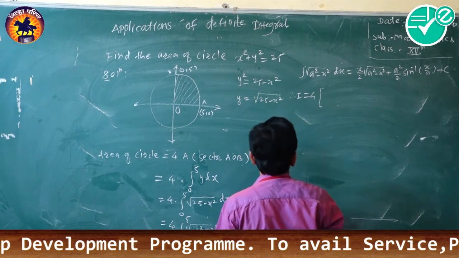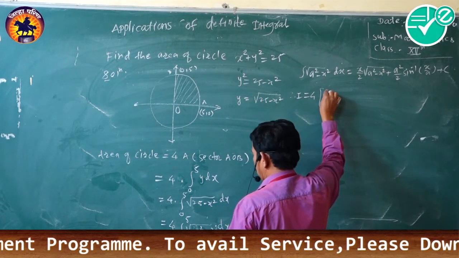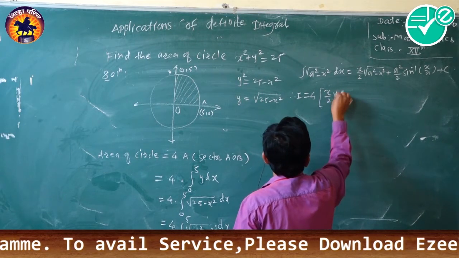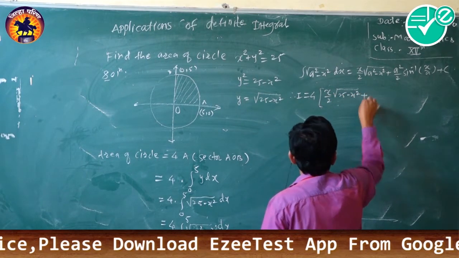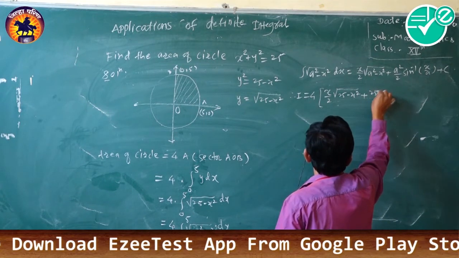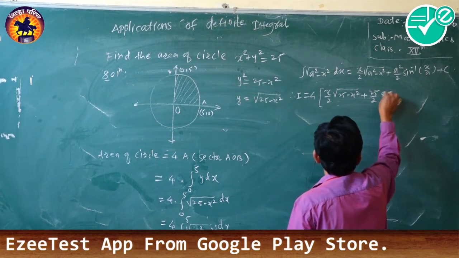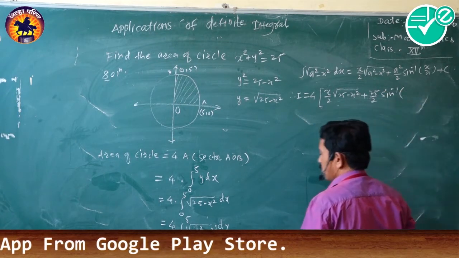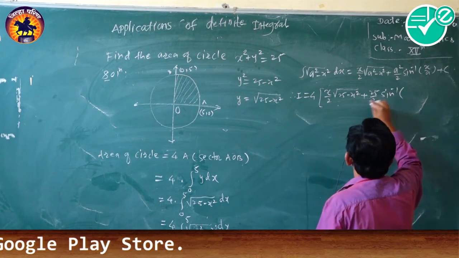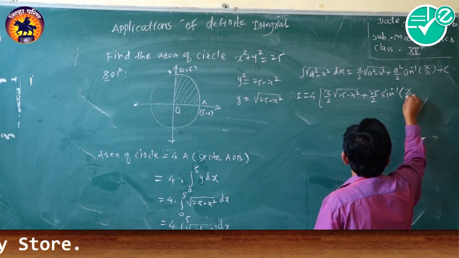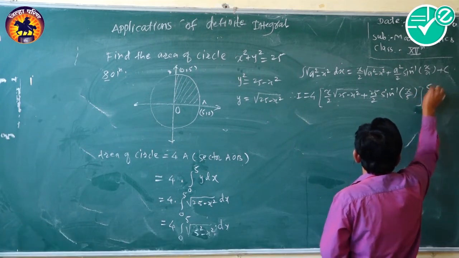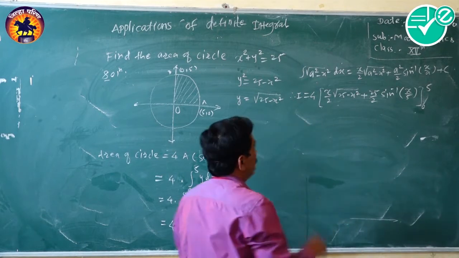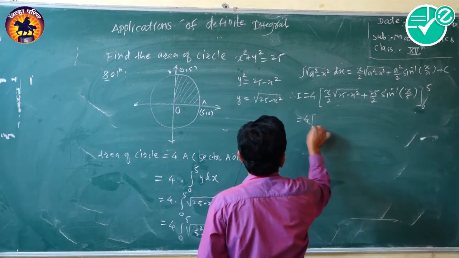therefore I is equal to 4 into, that is x by 2 under root of 25 minus x square plus a square, means 25 by 2 into sine inverse of x by a, that is value of a is 5 and limits are 0 to 5. This is equal to 4 as it is.